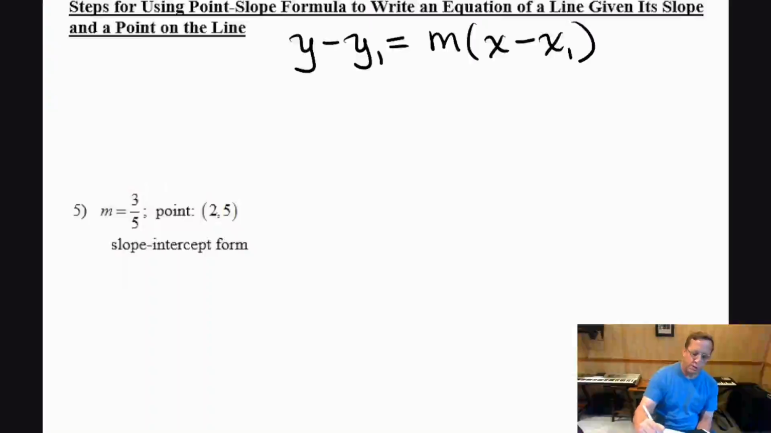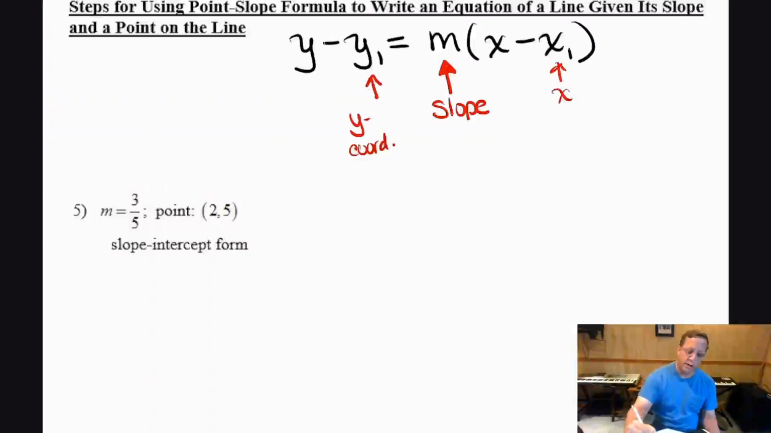So right here, you've got your slope. Right there, your slope goes there, and your y term, I should say y coordinate, and your x coordinate go right there. These values right here, this x and this y, you leave them alone. Let them be. You don't want to get rid of them. You don't want to substitute values in there.